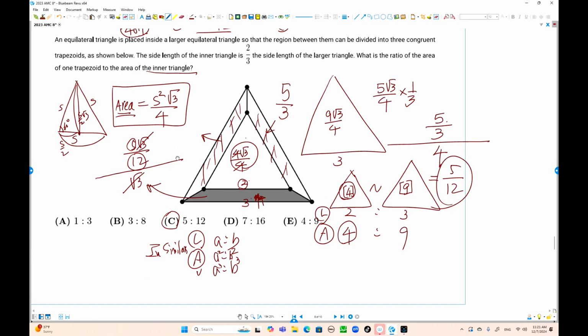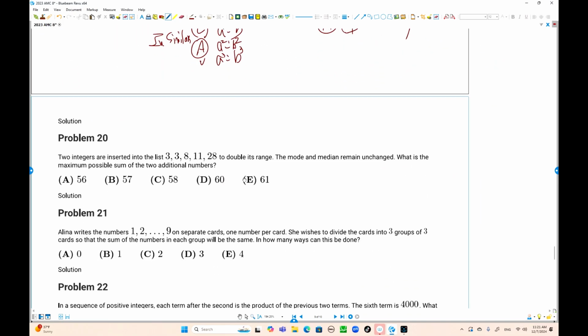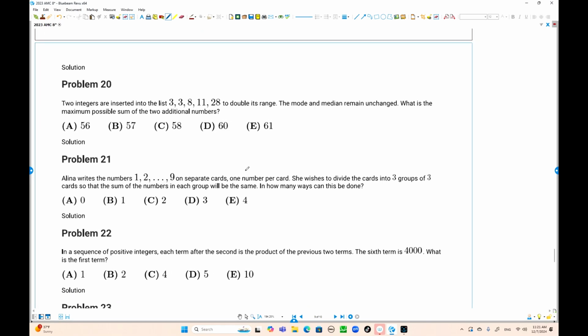I like to use the ratio of similar figures, okay? The number 28, we're going to put 2 integers in this data. But to double its range, what is the current range? 28 minus 3 is what? The current range is 25. Later it's going to be twice, right? It should be 50, right?